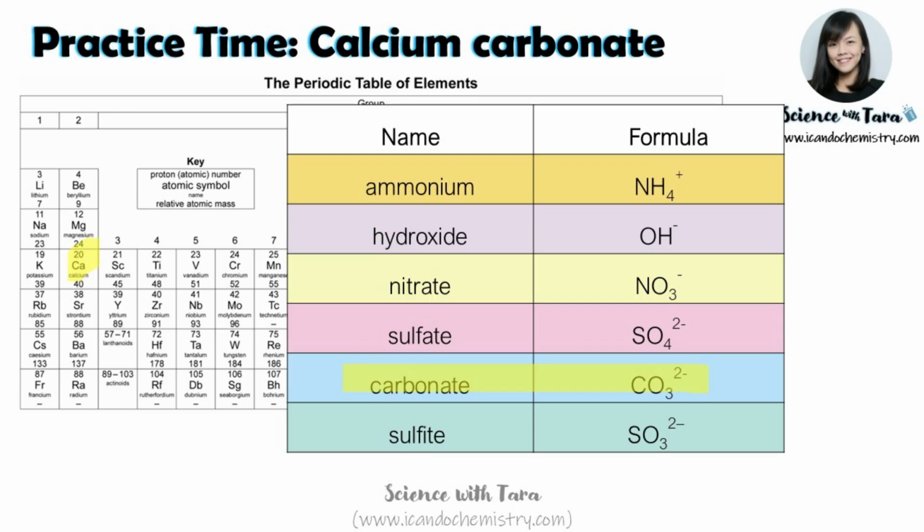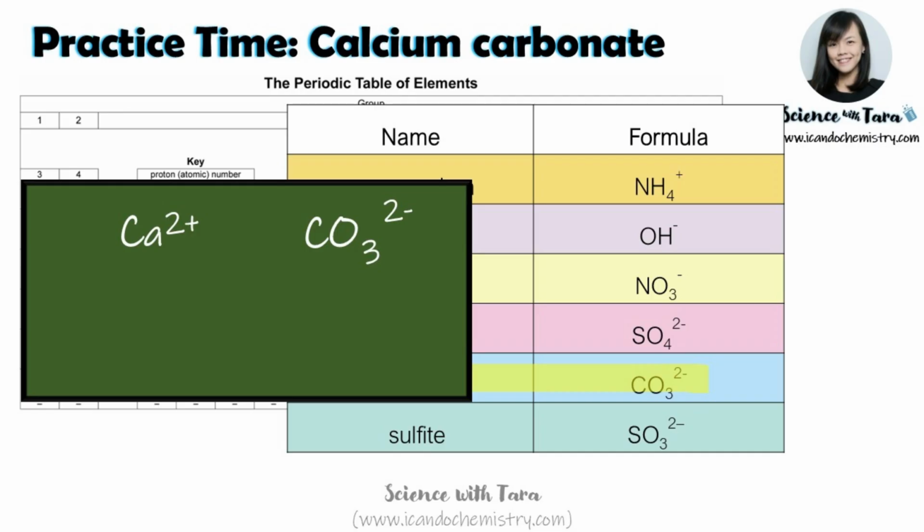Calcium carbonate. Calcium is in group 2, so it forms 2+. Carbonate is a polyatomic ion, which is CO3 2-. Now the charges are the same, +2 and -2. The ratio is 2:2, which we simplify to 1:1. So the formula is CaCO3.